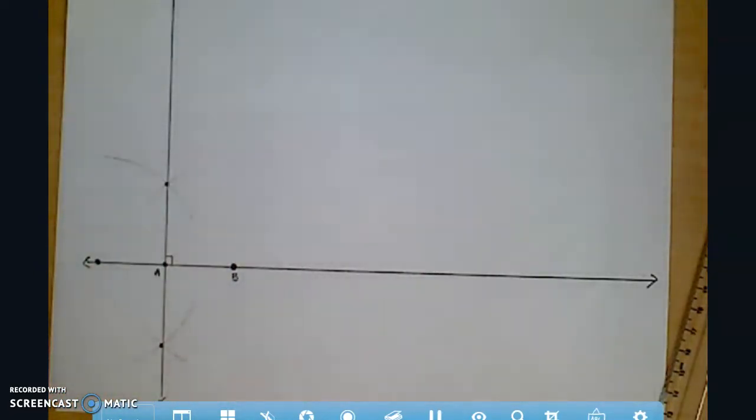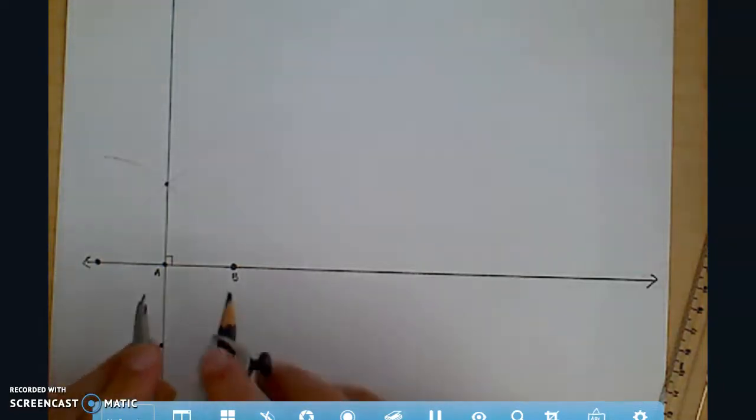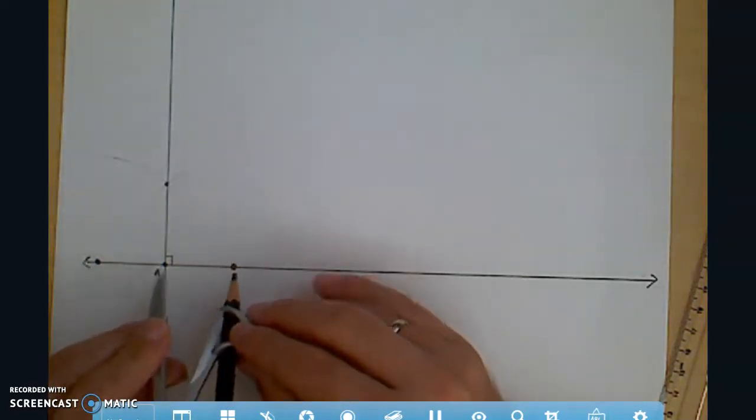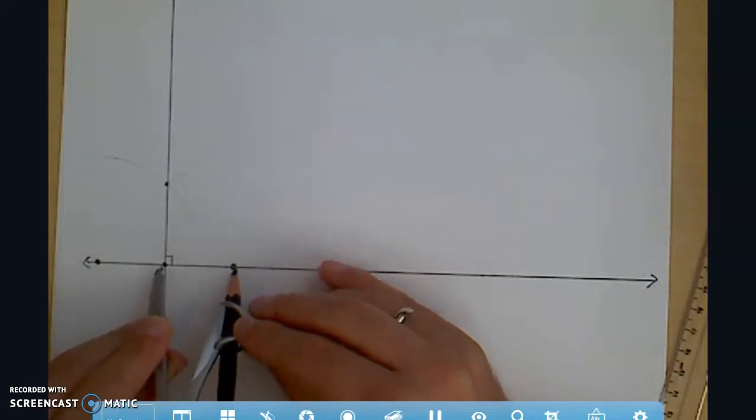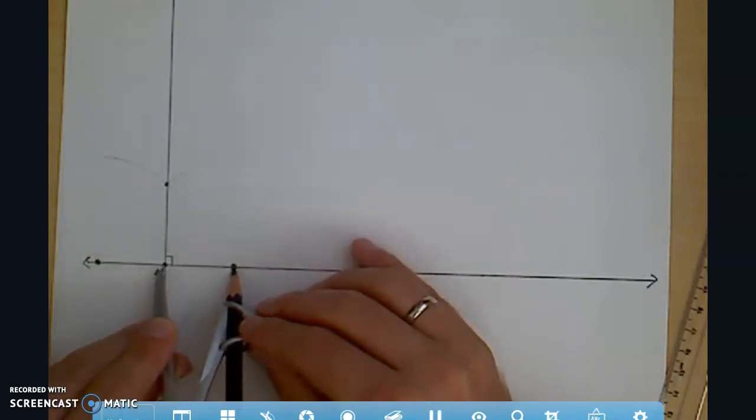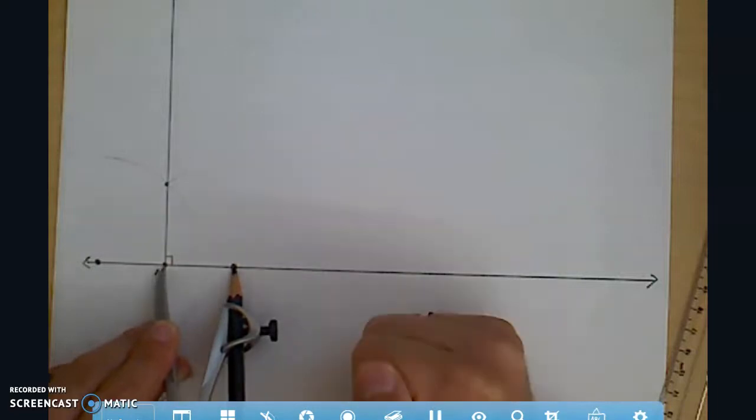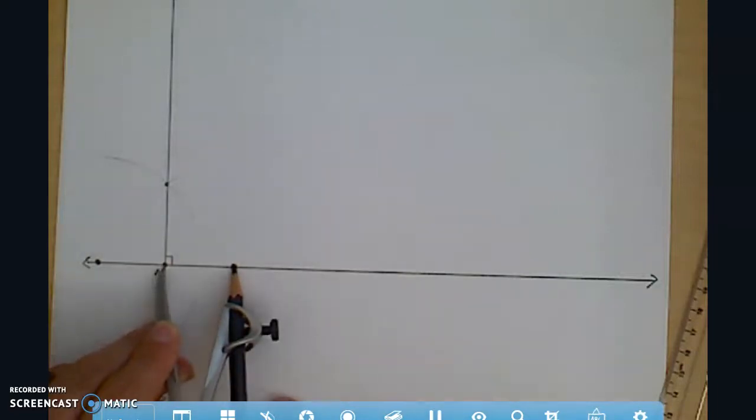So what we need to do is make sure we have congruent sides of that triangle. In order to do that, we are going to copy a segment. Copying a segment is the easiest one of our constructions. I'm going to have my compass setting open up between A and B. Notice how that is opened up from both of those points.